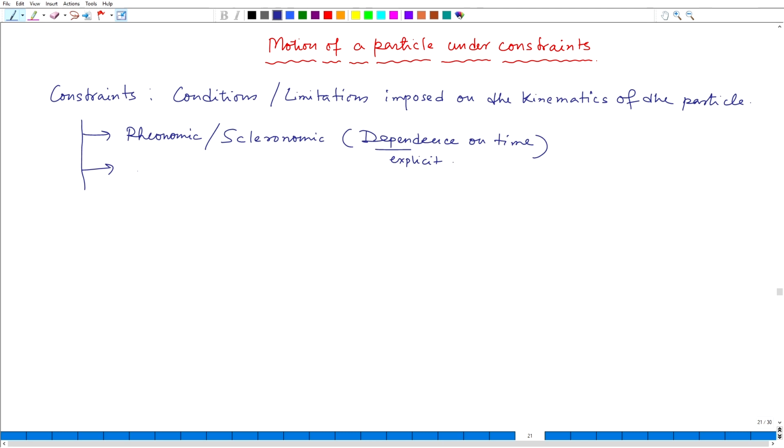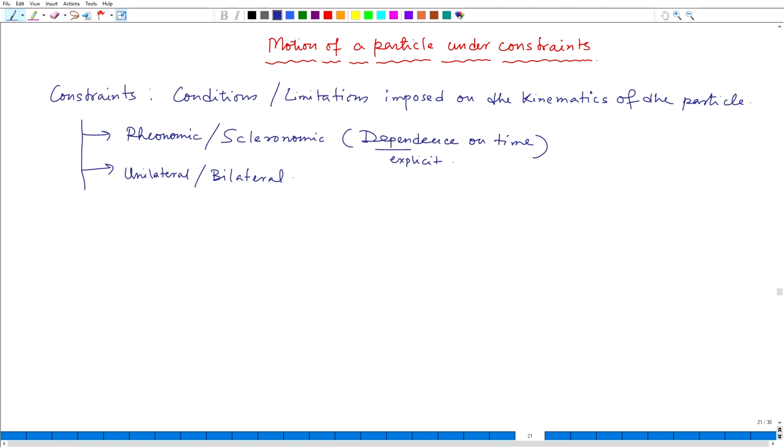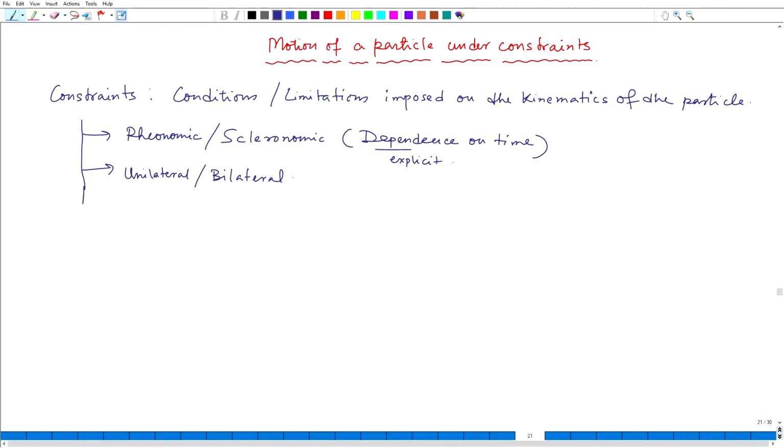Then we talked about unilateral and bilateral constraints. We said that if a constraint is in the form of an equation, then this is a bilateral constraint. If it consists of inequalities or a combination of inequality and equality, then it is called a unilateral constraint. Then the most important ones, the holonomic constraint and non-holonomic constraint.